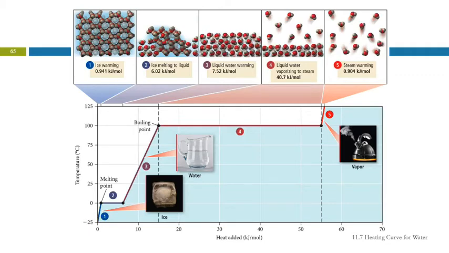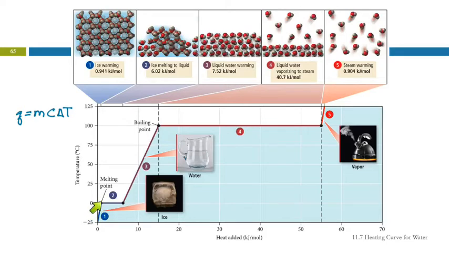Remember what the equation is? Q equals MC delta T. So when we're changing the temperature of something, we can use the specific heat capacity and the temperature change to figure out how much energy is needed. So heating the ice from minus 25 to 0 would require 0.941 kilojoules for every mole of ice.